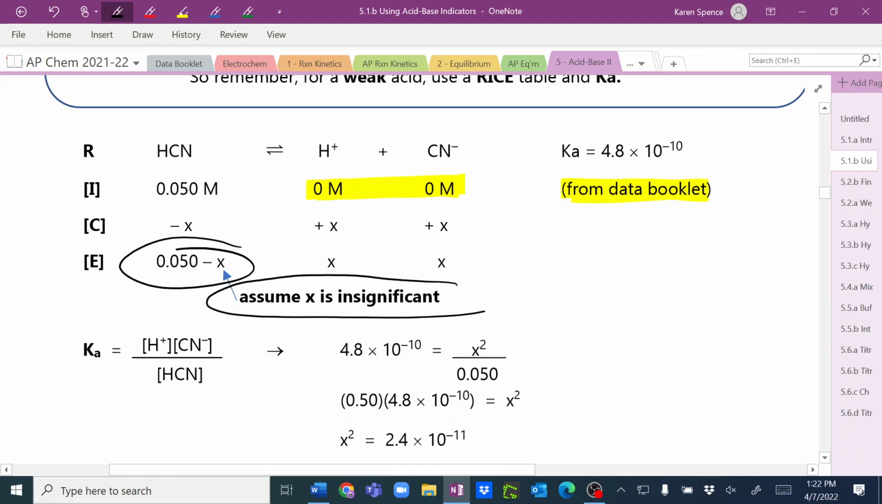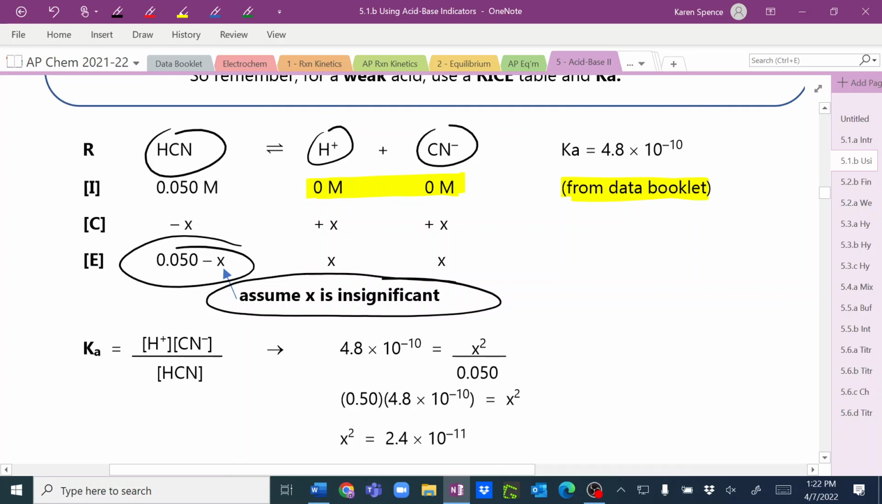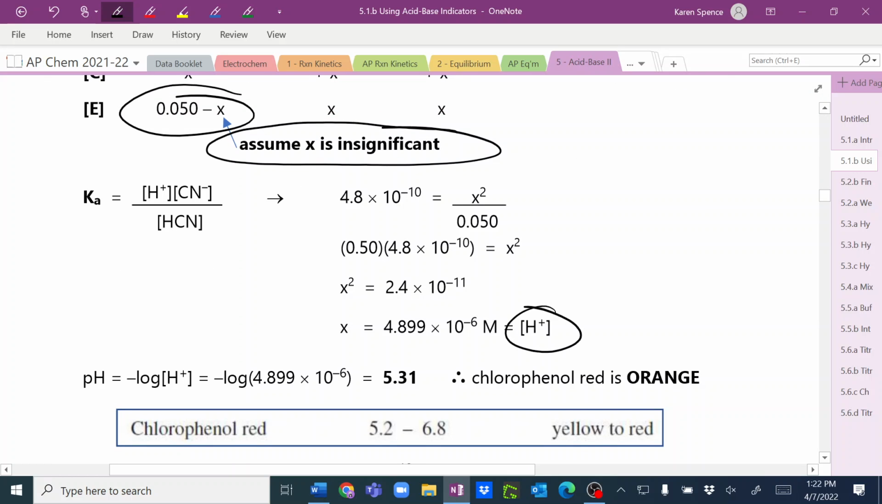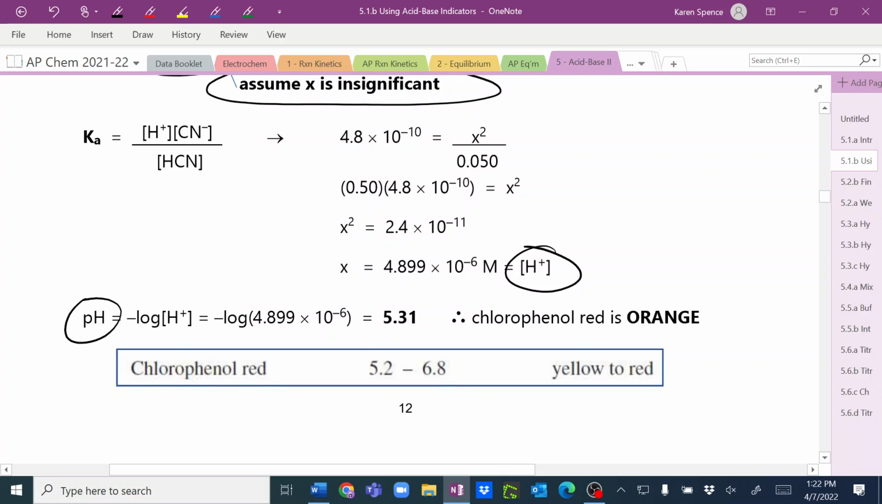Or you can make sure that you write assume x is insignificant, point at the x, write your Ka expression, products over reactants, plug in your values, solve for x. Now you have hydrogen. You want pH, take the negative log of the hydrogen. And then finally, you'll go and say, what color is chlorophenol at 5.31? That would be in there, so it would be what color? Orange, because it's in the middle of those. Yes?